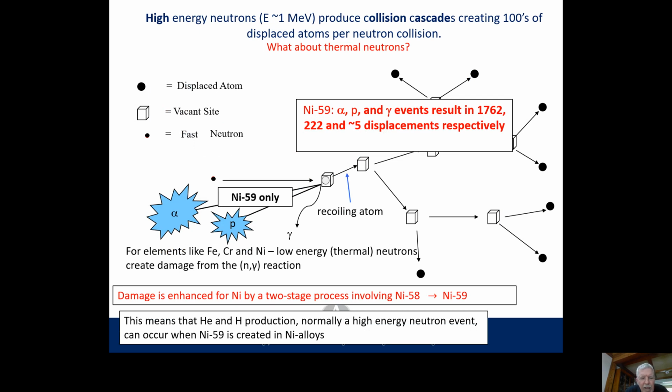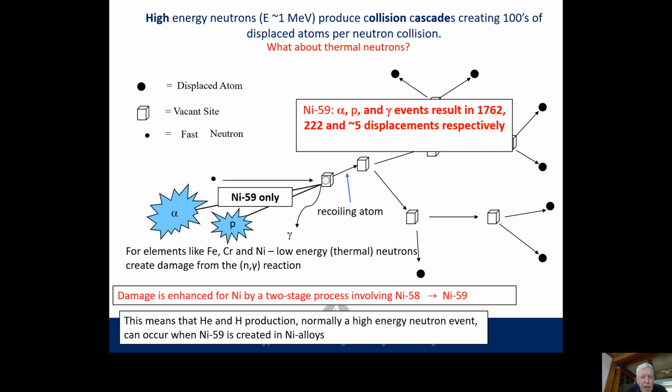There's a recoil, and this creates displacements. Typically, if it's simply an N-gamma reaction, the number of displacements is about half a dozen, 5 or 6, but it's a contribution to the displacement damage, especially in a high thermal neutron environment.